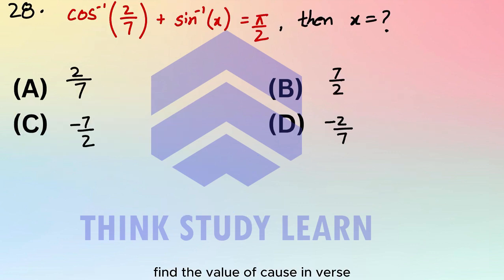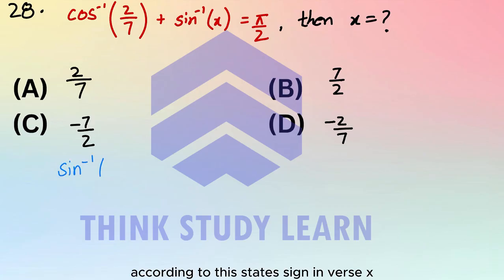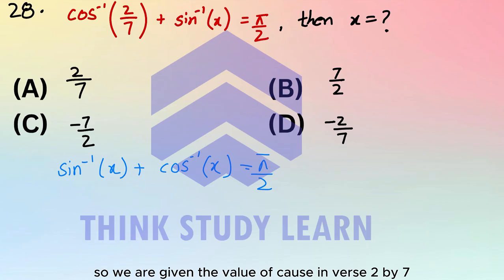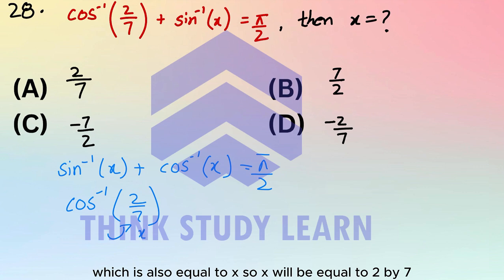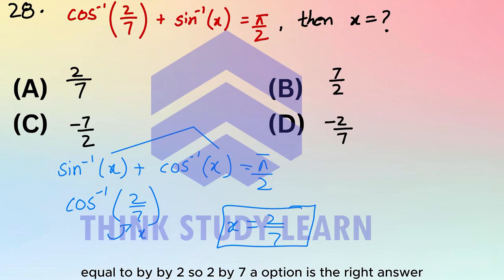The next question states, if cos inverse 2 by 7 plus sine inverse x is equal to pi by 2, then find the value of x. So we know that the formula states sine inverse x plus cos inverse x is equal to pi by 2. So we are given the value of cos inverse 2 by 7, which is also equal to x. So x will be equal to 2 by 7, because both values will be the same for the result to be equal to pi by 2. So 2 by 7, A option is the right answer.